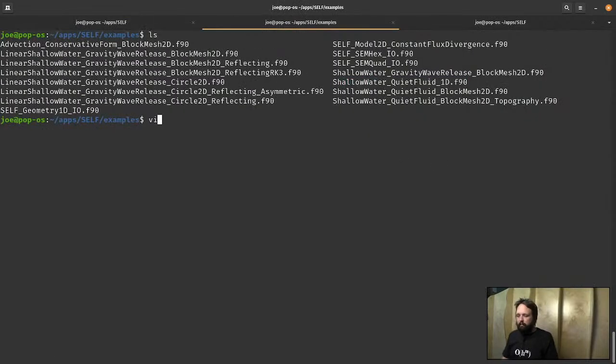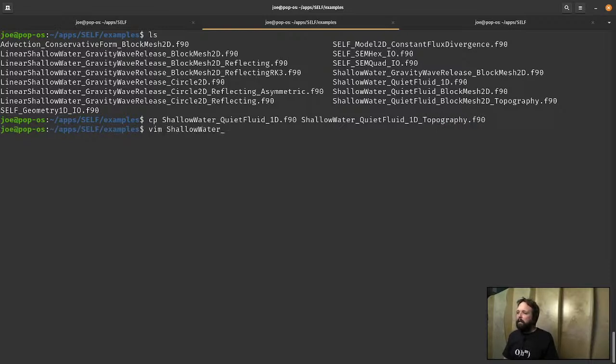So let's take a look at how we're doing there, and I'll walk you through this example program. Actually, you know what? Let's go ahead while that's building. We'll go ahead and do the quiet fluid 1D with topography and add that into the system, so you can also see how to add examples if you were developing in SELF and wanted to add new methods, new models, things like that, how you could also add your examples in there. So I'm going to call this guy quiet fluid 1D topography, and let's go ahead and edit that.